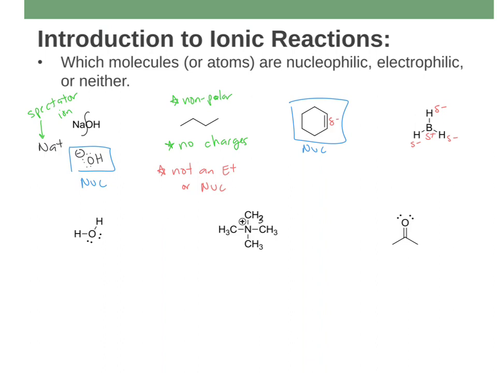I don't have any lone pairs. I don't have any pi electrons. I just have the electrons in the sigma bonds. So I know the H's are not nucleophilic. They do not have free or available electrons to go donate. If I look at the boron, that's partially positive, which makes me think maybe it's more of an electrophile. And what's nice about boron here is that it doesn't have a full octet.